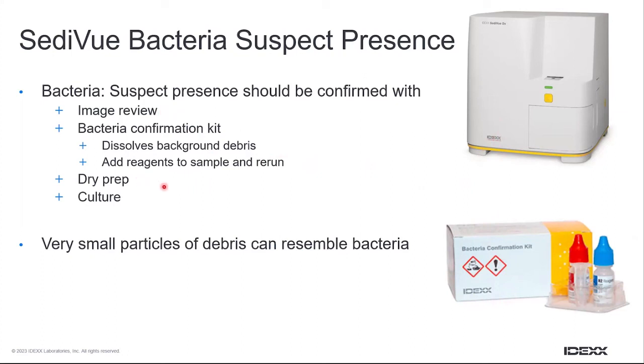I guess potentially the gold standard is to look at a dry preparation or culture. Gold standard may be a bit strong, but a way of confirming that the bacteria are present is by looking at a stained preparation or by performing culture. Very small particles of debris can resemble bacteria, and Brownian motion isn't really reliable in confirming the presence of bacteria because all small particles have that. So it can be difficult to be really confident in the presence of bacteria in some cases.